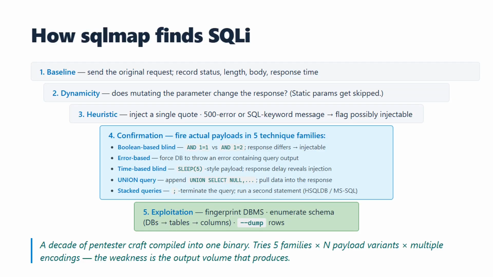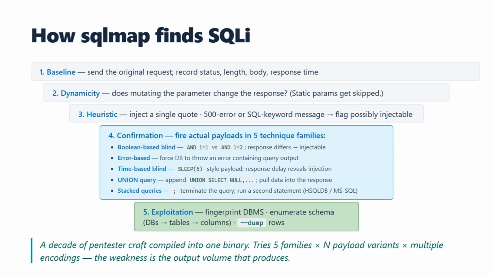Before we wire it up, quick detour. What does sqlmap actually do? Given a URL and a parameter, it runs a 5-stage automated probe. 1. Baseline. Send the request, record the response. Everything afterwards is compared against this snapshot. 2. Dynamicity test. Does the parameter reach the backend at all? Static parameters get skipped.